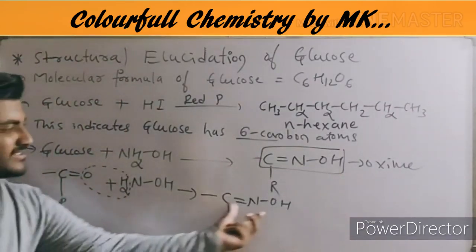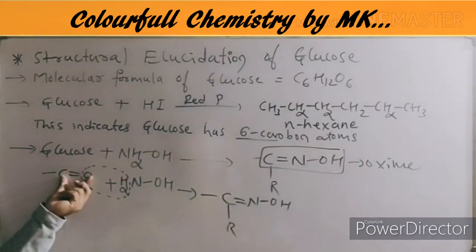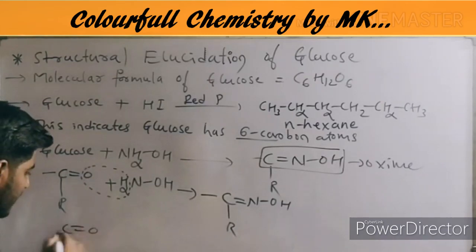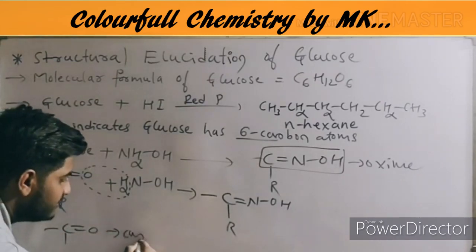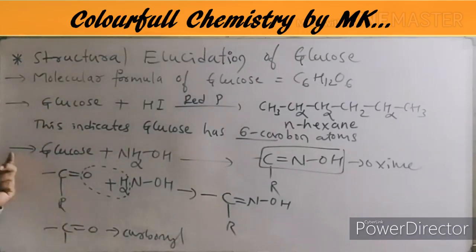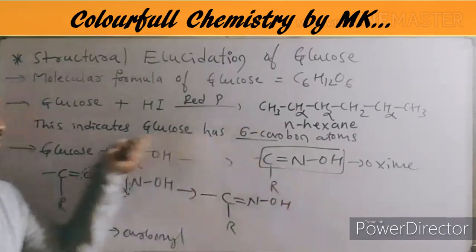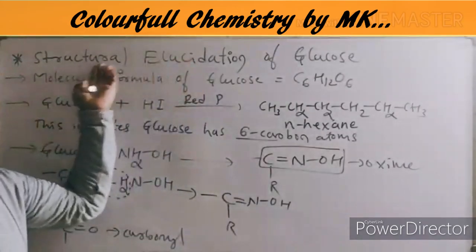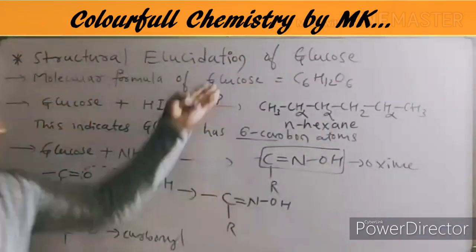So this reaction clearly indicates what? Glucose has C double bond O, nothing but a carbonyl group. So this entire reaction indicates that glucose has a carbonyl group, or C double bond O group. That is what we are discussing now in the structural elucidation of glucose.